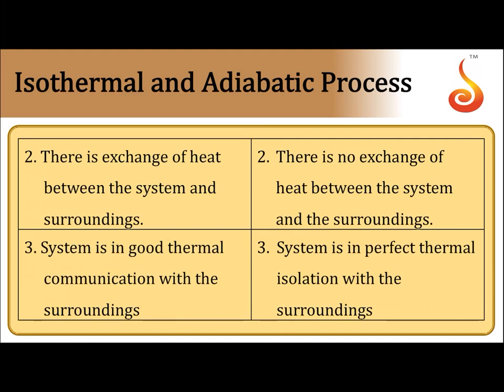In isothermal process, there is exchange of heat between system and surroundings. Any amount of heat can be added or removed to maintain the same temperature. Whereas in adiabatic process, there is no exchange of heat between system and surroundings. So strictly it is not allowed. So heat content of the system remains constant in adiabatic process. In isothermal system, it is in good thermal communication with surroundings, but in adiabatic system it is completely isolated.